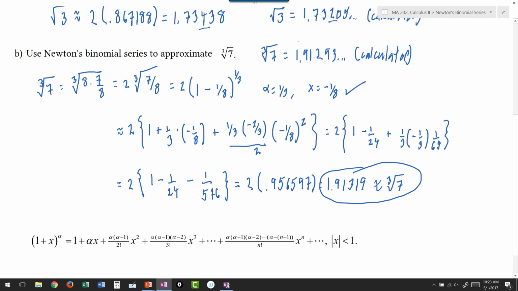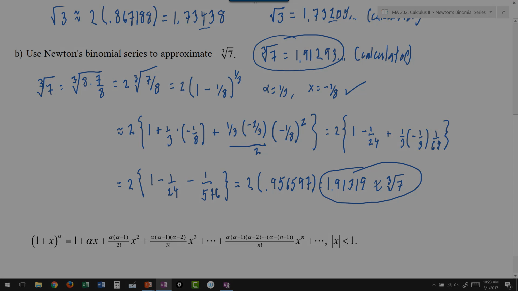And notice, compared to the calculator version, that's another outstanding result. So we're within about 2 10,000ths, having used just 3 terms in Newton's binomial series. And of course, we can use as many terms as we need to achieve the accuracy that we want. If I needed to go out to 5 decimal places of accuracy, I would try taking one more term. If that didn't do it, I would take another term, and so on.